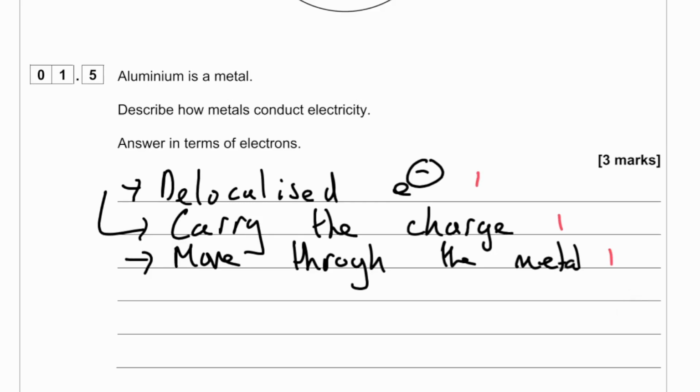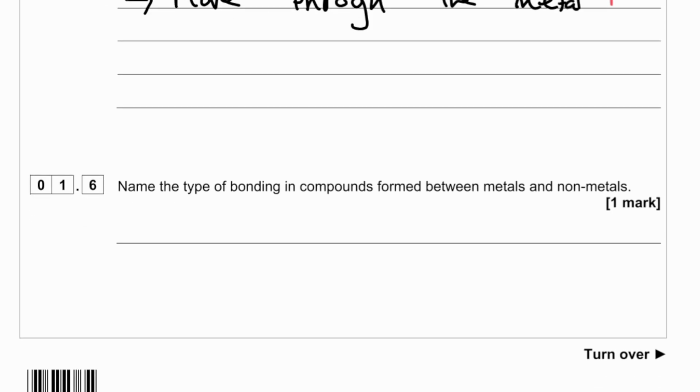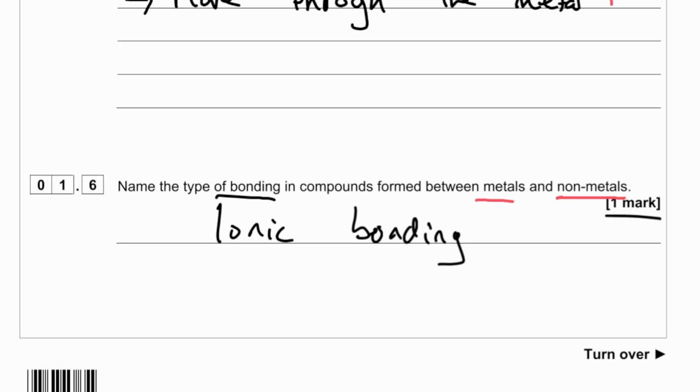All right. Next part, 1.6, name the type of bonding in compounds formed between metals and non-metals. So this should be a fairly easy question for everyone to answer. Metals and non-metals, when they bond, they form ionic compounds. Okay, or actually the type of bonding, if you look at the question, would be ionic bonding. But either way, if you've got the keyword ionic in there, it should be enough to get you the mark.